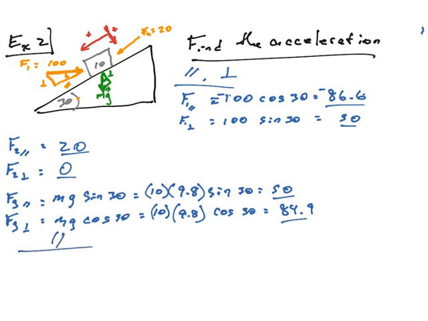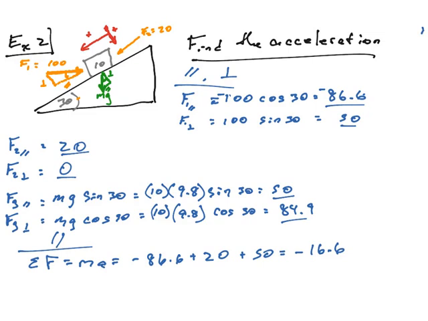So looking in the parallel direction, I use the equation F equals ma. What are all my parallel forces? Well, I have them listed. I've got a negative 86.6 plus a positive 20 plus a positive 50. So plug all this into my calculator, and I believe you get negative 16.6.